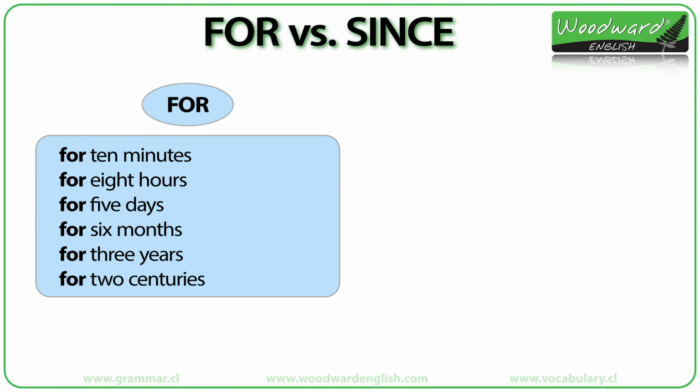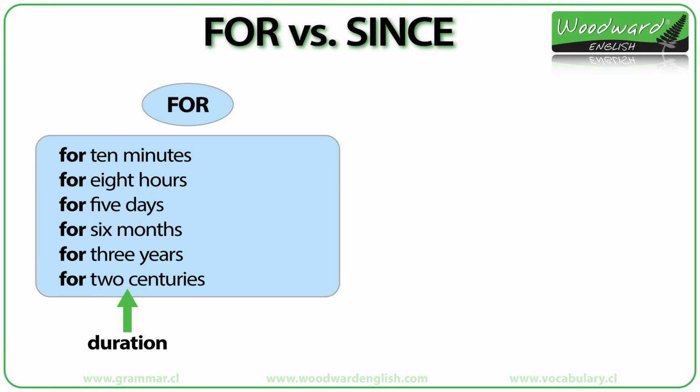Examples using for: for 10 minutes, for 8 hours, for 5 days, for 6 months, for 3 years, for 2 centuries. Notice how everything after for refers to a duration of time. Often there is a number plus a time like minutes, hours, or days.